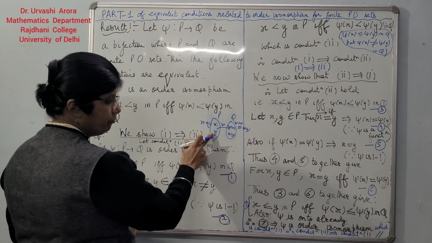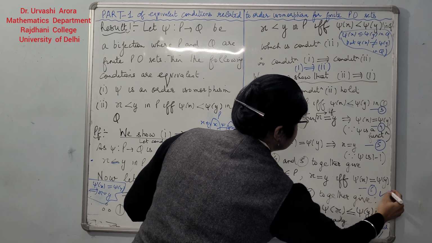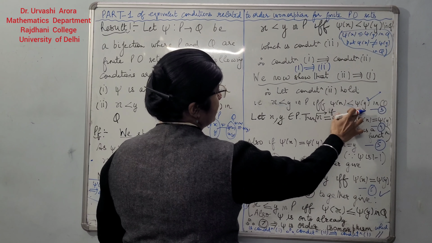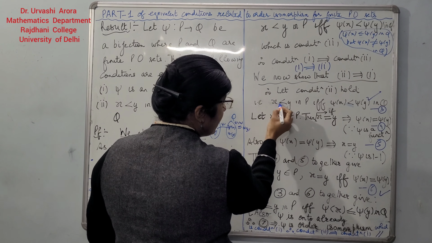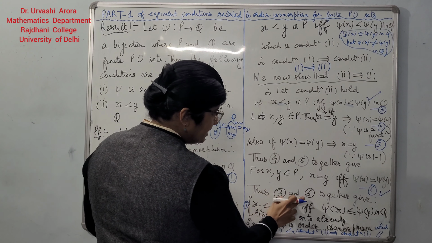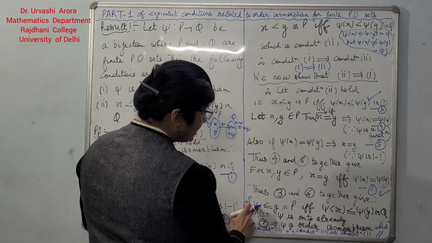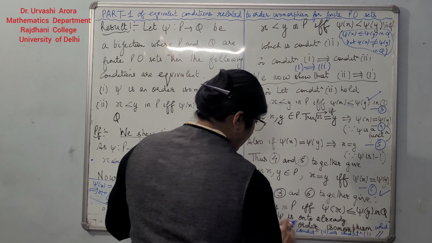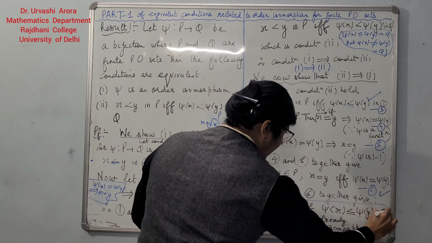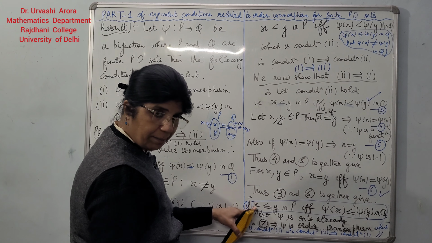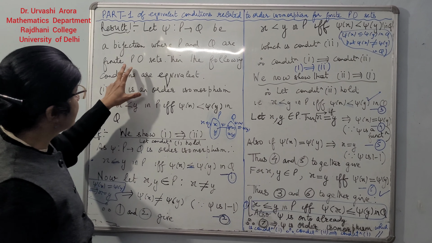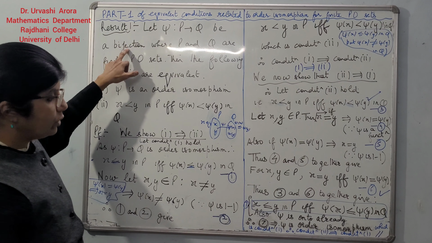Here x and y are elements of P. Now combining 6 with 3, where 3 was condition 2 and 6 we have just found out, this means that I can add equality over here. Thus 3 and 6 together give that x less than or equal to y in P implies and is implied by psi x less than or equal to psi y in Q. And this particular line is the definition of an order embedding map. So psi is an order embedding, and as I already remarked, psi is already an onto map because it's a bijection.